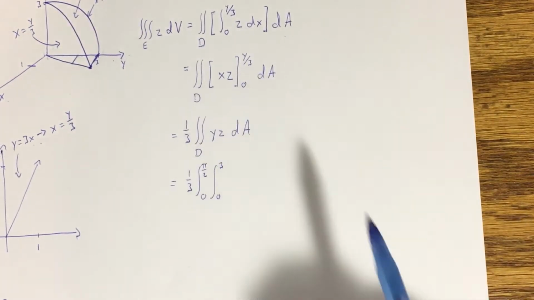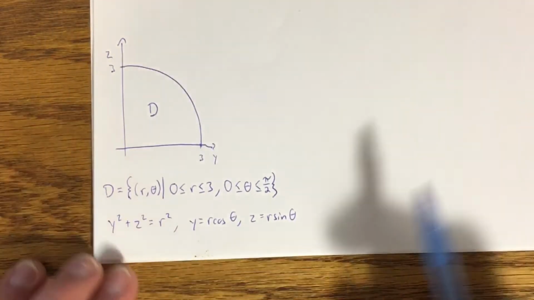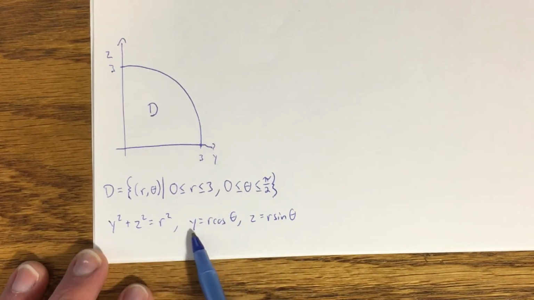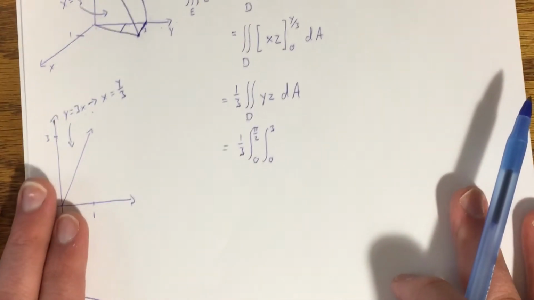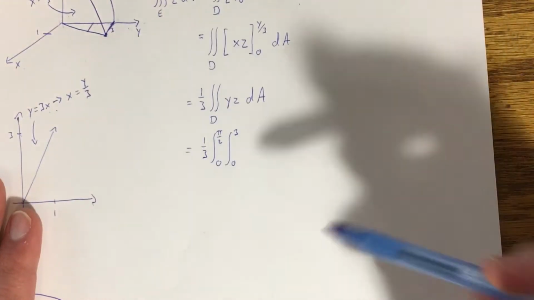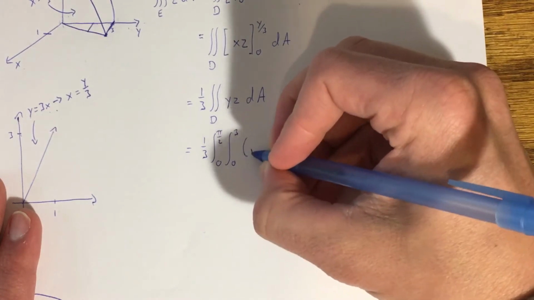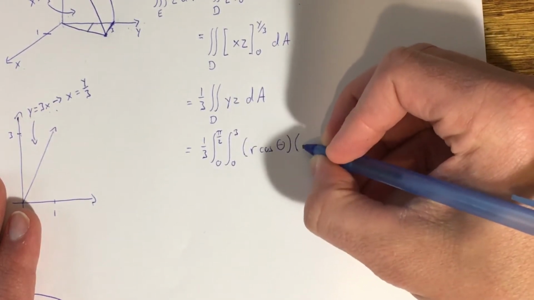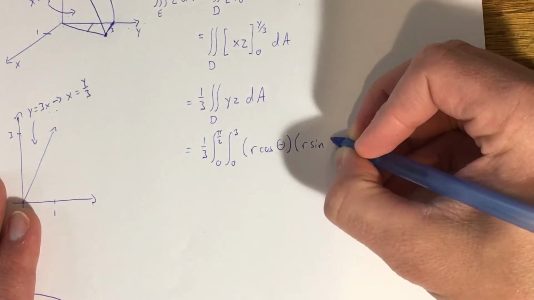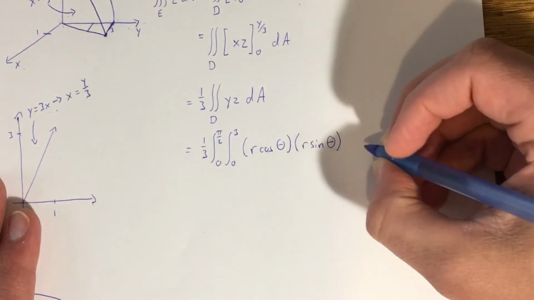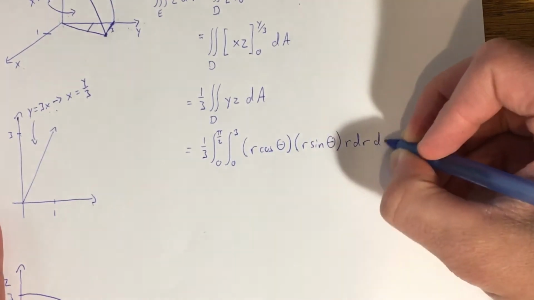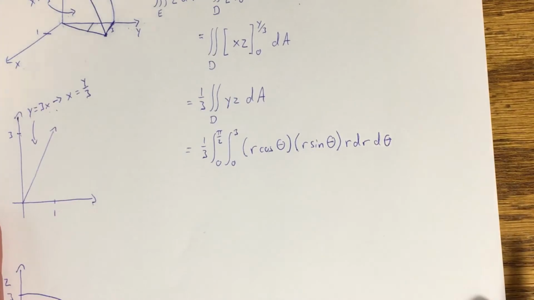And then remember, I can go back up here again. We have these conversion formulas for polar coordinates. We're working in y's and z's instead of x's and y's. So that means my y is going to become r cosine of theta. My z is going to become r sine of theta. And then remember, dA becomes r dr d theta.